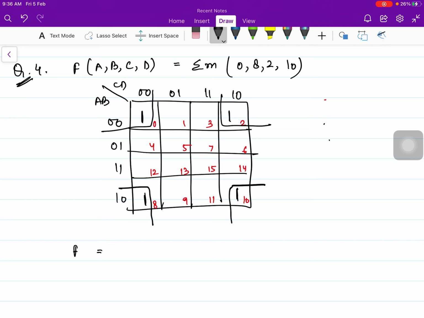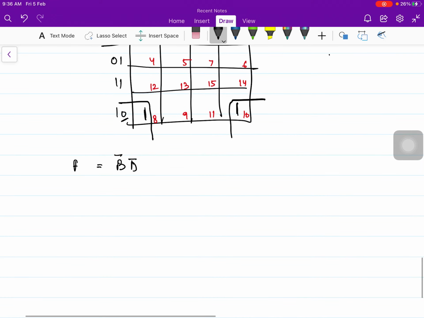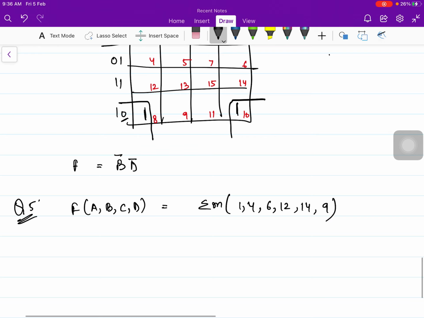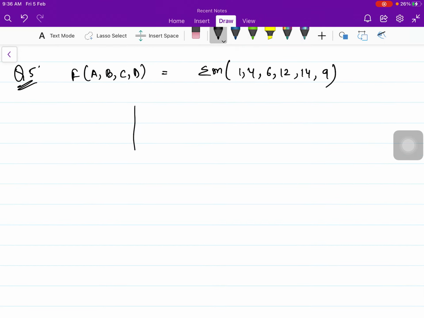The answer will be, from the AB side, the common row is B equal to 0, that means B bar, and from the column side it will be D bar. So the answer is B bar D bar. So just pay attention to the corners. Another question. This is another question. Let's solve it.